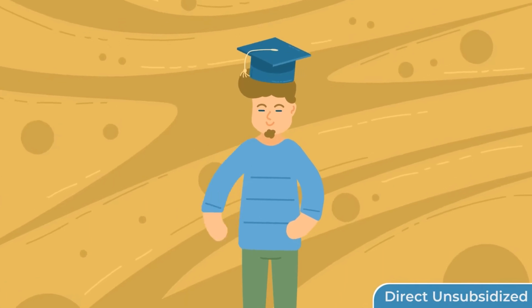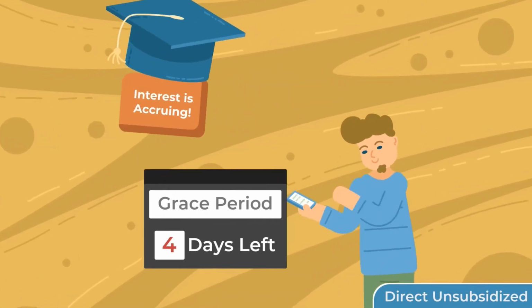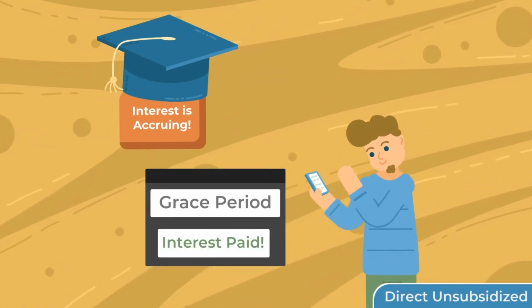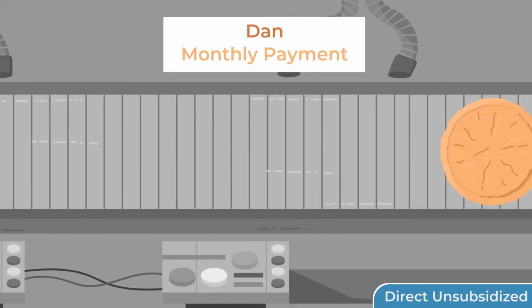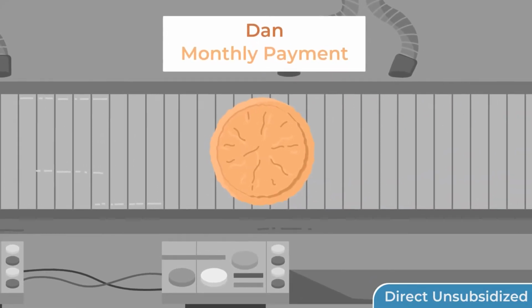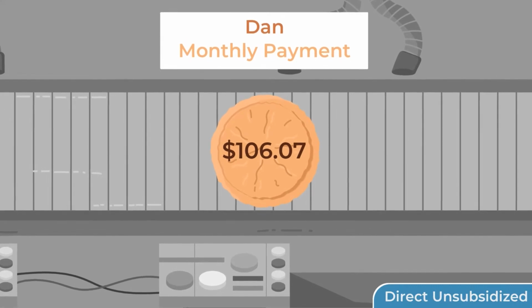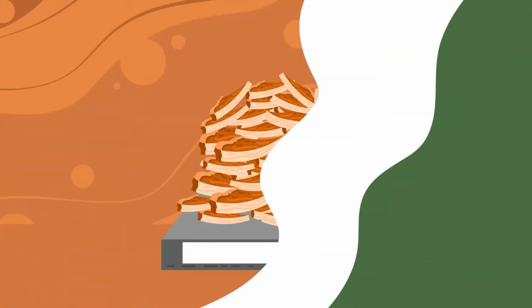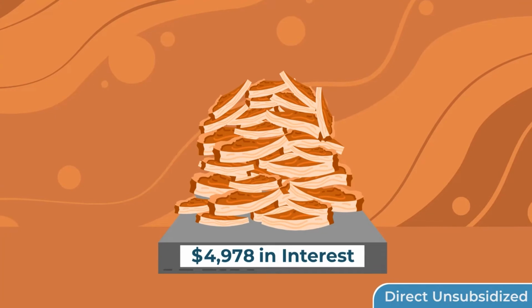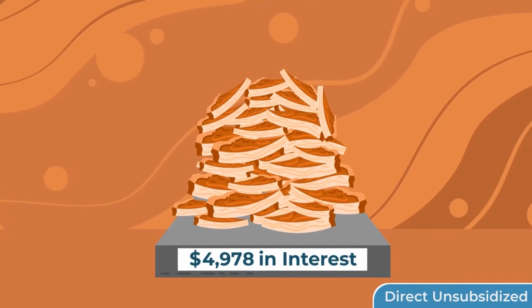Dan paid off his $2,250 in interest after graduating before the grace period was over. That means for the rest of the loan period, his monthly payment is $106.07, and he ends up paying $4,978 in interest by the time his loan is done.